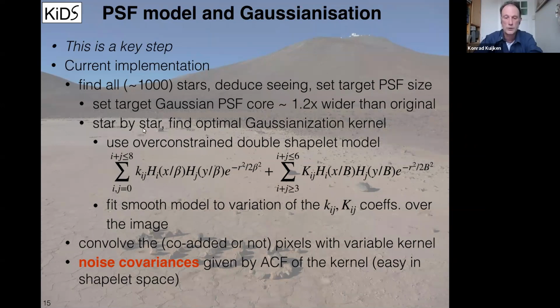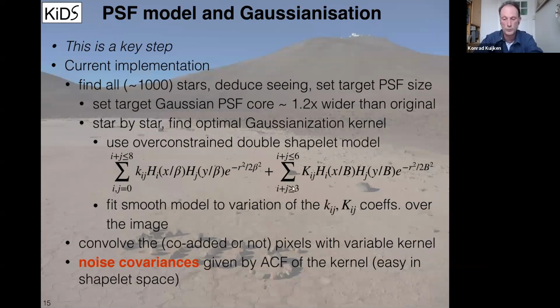So then, for every star, we ask the question, what would the Gaussianization kernel look like? Again, this is in principle an unconstrained problem, so you have to regularize somehow, and what we do is use a fairly stiff model based on shapelets. Shapelets are just circular Gaussians times Hermite polynomials. It's a nice orthogonal basis function. And we actually use a double shapelet model because these shapelet series cut off quite fast at large radii. So we have a combination of two basis sets, one based on a wide Gaussian and one based on a narrow Gaussian.